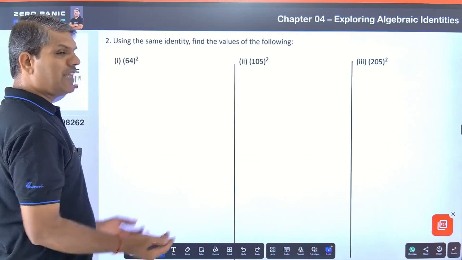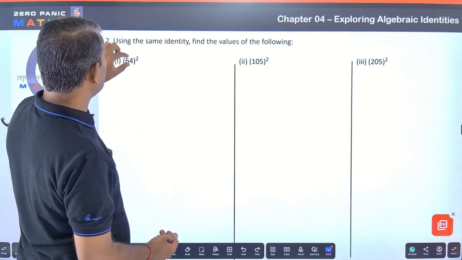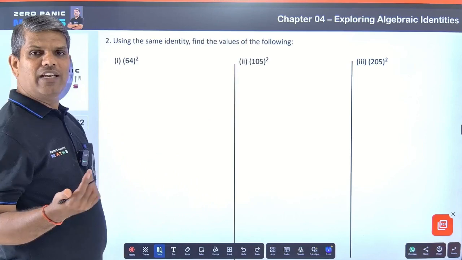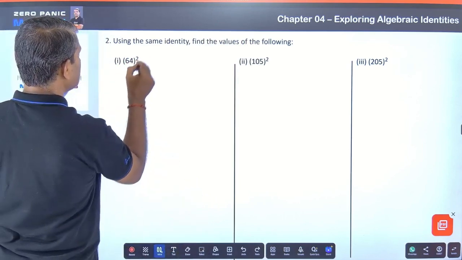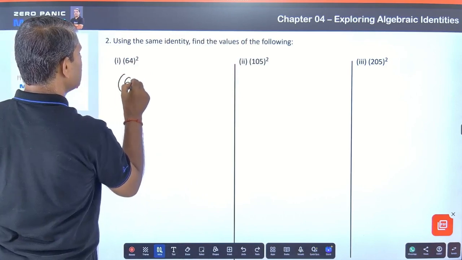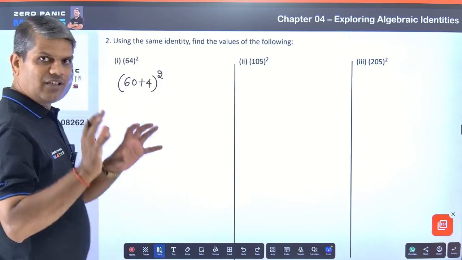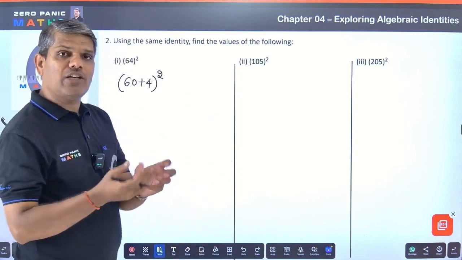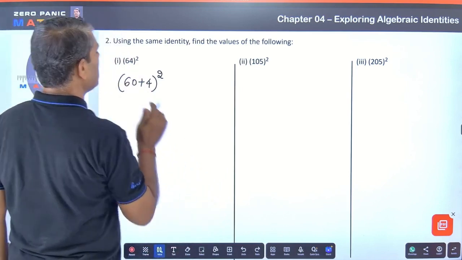Now the second set of problems will be to calculate the value of the given squares by using the same identity (a plus b) whole square. Now let me write 64 whole square as 60, some roundabout value of tens or hundreds, so that we can calculate the square very easily. That's why I'm writing it as (60 plus 4) whole square.